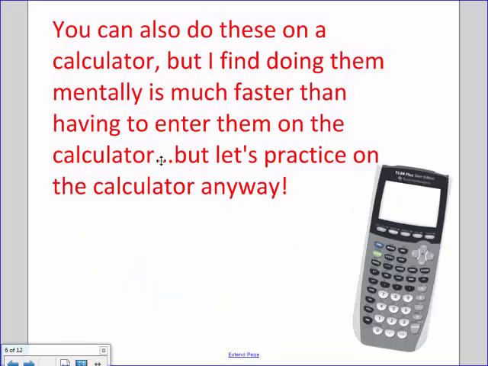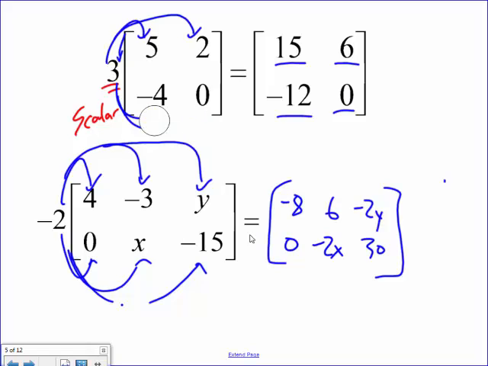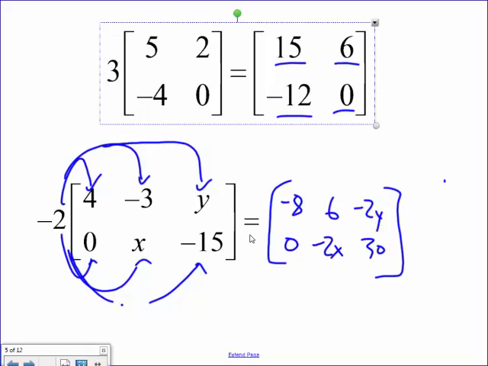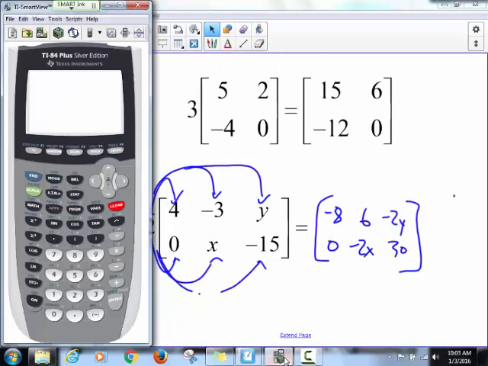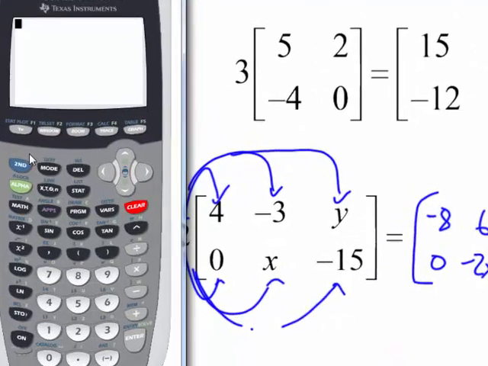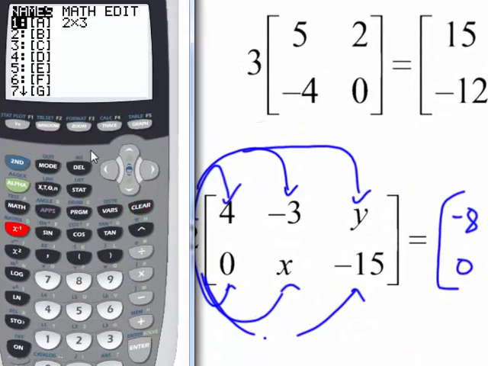And like I said, you can do these on the calculator, but it's much faster to do them mentally. But let's practice one of these anyway. Let's just do one of the easier ones. So let's just go back and let's grab this scalar multiplication one here. And let's see if I can get this to compute, just so we can get some practice at how this works. All right, so remember, if I'm going to type in this matrix right here, this 5, 2, negative 4, 0, I need to go into my matrix option, so second matrix.